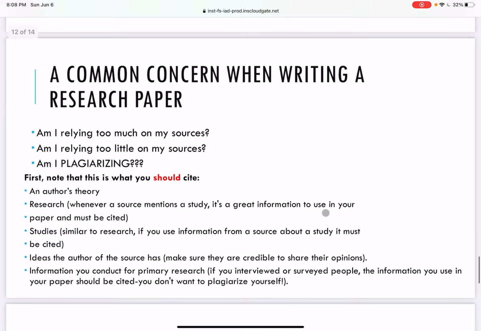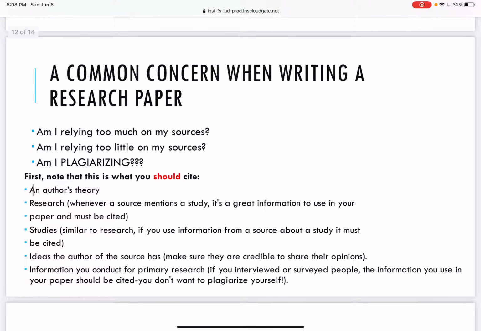Thinking about common concerns when writing a research paper: if you're asking yourself, am I relying too much on my sources? You probably need to choose a topic that you have more confidence in writing about in your own words. Am I relying too little on my sources? Then you need to incorporate them more in the essay and maybe choose a topic that won't bore you, that you want to learn a little bit more about. That helps you avoid plagiarism.